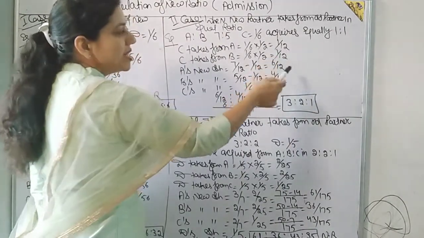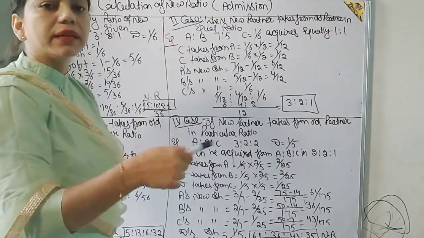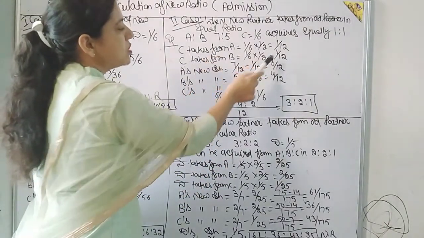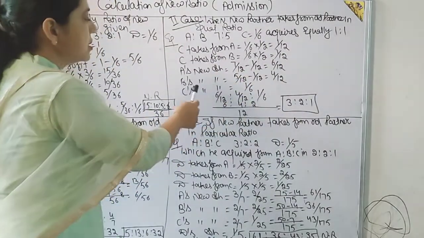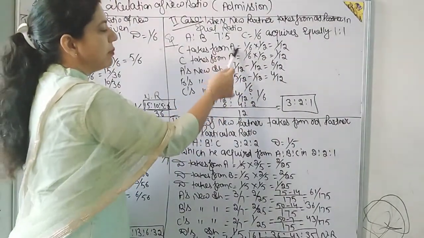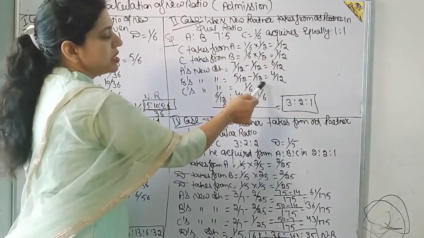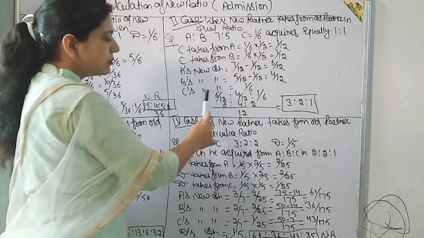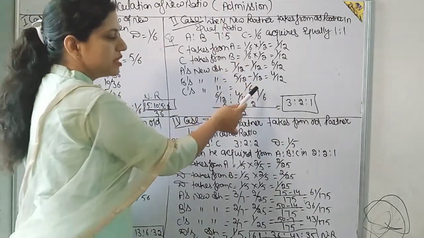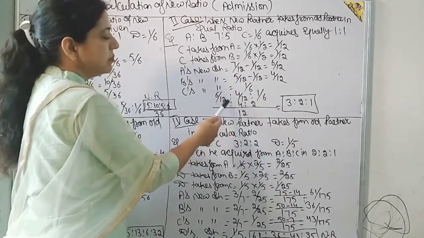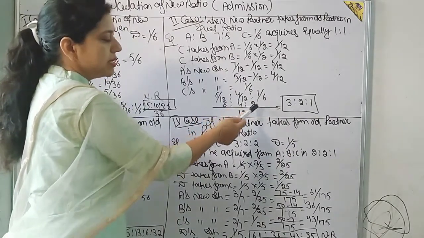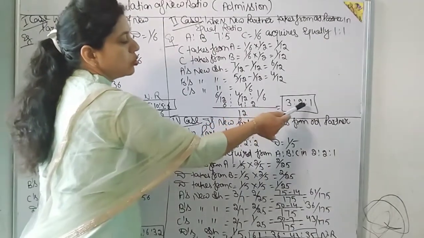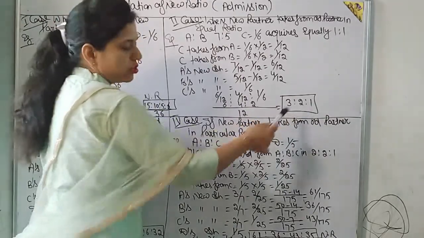So C takes from A half of 1/6 and from B half of 1/6, that means 1/12 each. What C takes from A and B should be deducted from A and B. So A's new share will be 7/12 minus 1/12, which is given to C. Similarly, B's new share is equal to 5/12 minus 1/12. So their remaining profit will be 6/12 and 4/12. C's share is given in the question, that is 1/6. So we take LCM. 6/12, 4/12, 1/6. LCM will be 12. 6:4:2. So the ratio will be 3:2:1. It is our new ratio.